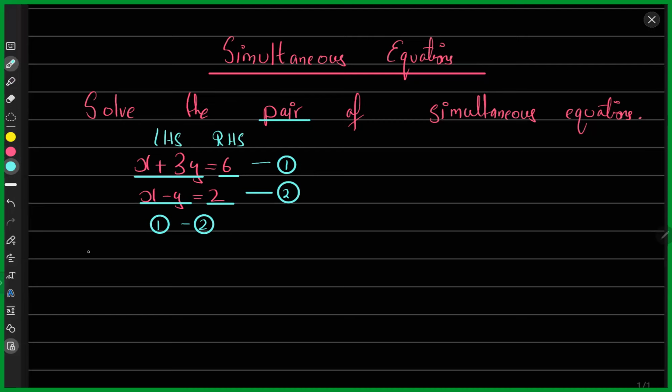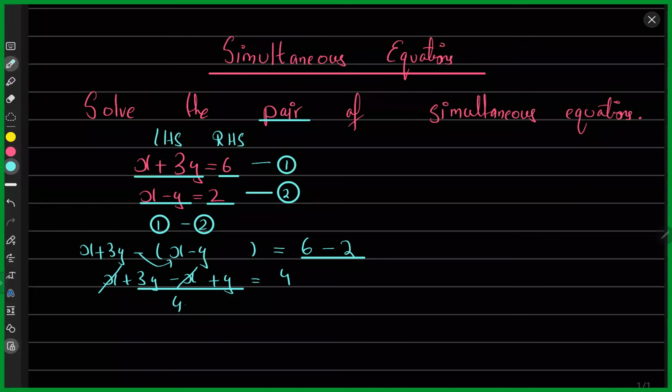Left hand side of 1 is x plus 3y minus the left hand side of 2, that is x minus y, equals the right hand side of 1, that is 6, minus the right hand side of 2. This is going to give me x plus 3y, minus into x makes minus x, and minus into minus y makes positive y, equals 6 minus 2, which is 4. Positive x and negative x cancel, and what am I left with? 3y plus y, that's 4y equals 4. Now just look at it.